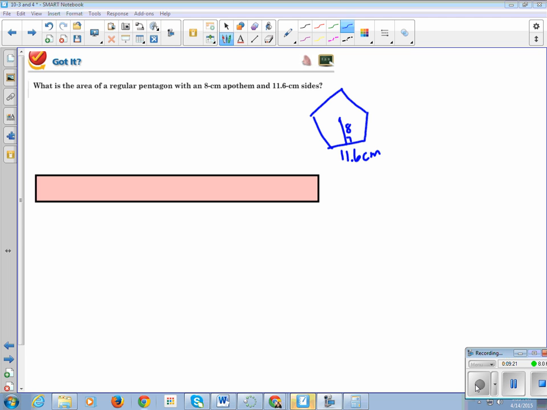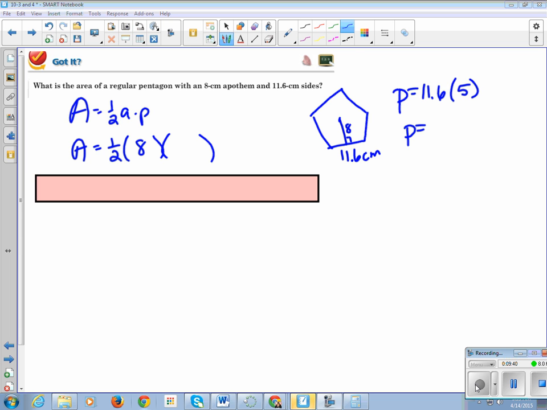So the first thing, if I look at my formula, I have the apothem, so that's awesome, but I do not have the perimeter. So I want to find my perimeter. It's 11.6 times 5. 11 times 5 is 55. 0.6 times 5 is 3. 55 plus 3 is 58. So now I can put 58 in for my perimeter.